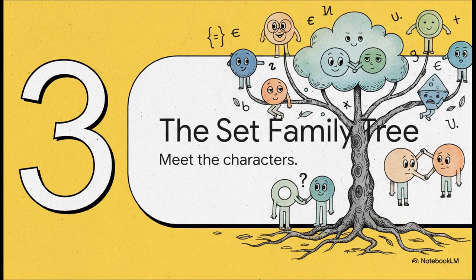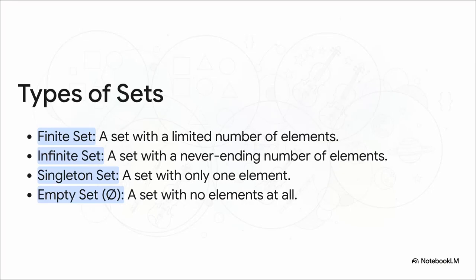Awesome. Now that we know how to write sets, let's meet some of the different types. You can think of them as different characters in the set universe, each with its own little quirk. First up, you have your finite set. That just means you can count the elements, and there's an end.